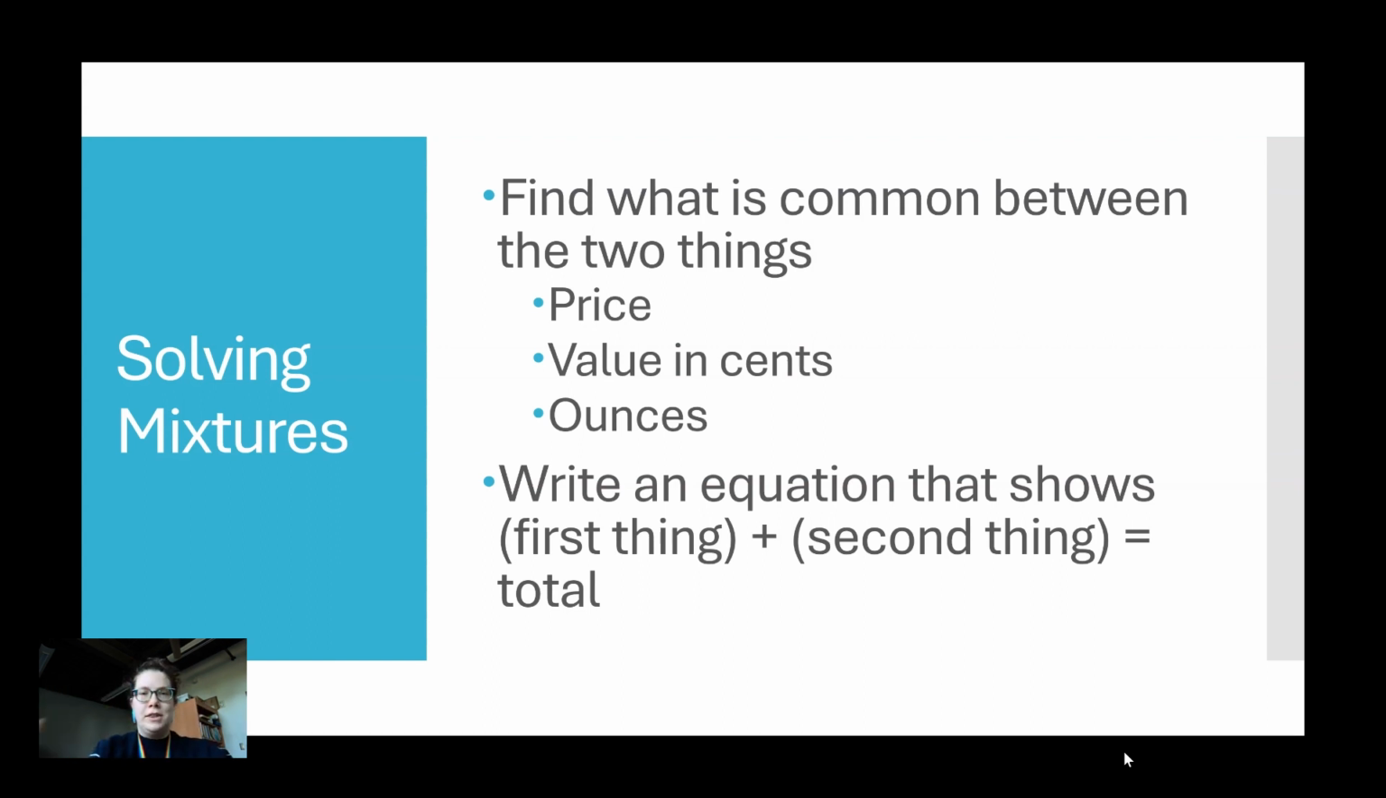So, the first thing you're going to do when you sit down to these problems is you're always going to write, I know this is rather silly, an equation that's first thing plus the second thing makes the total amount of things. And what you want to make sure you're looking for is what do your two things, groups, quantities, whatever, what do they have in common?